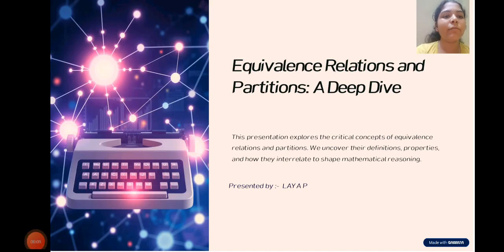I am studying in 4th semester and today's topic is about equivalence relation and partition. This presentation explores the critical concepts of equivalence relations and partitions. We uncover their definitions, properties and how they interact to shape mathematical reasoning.